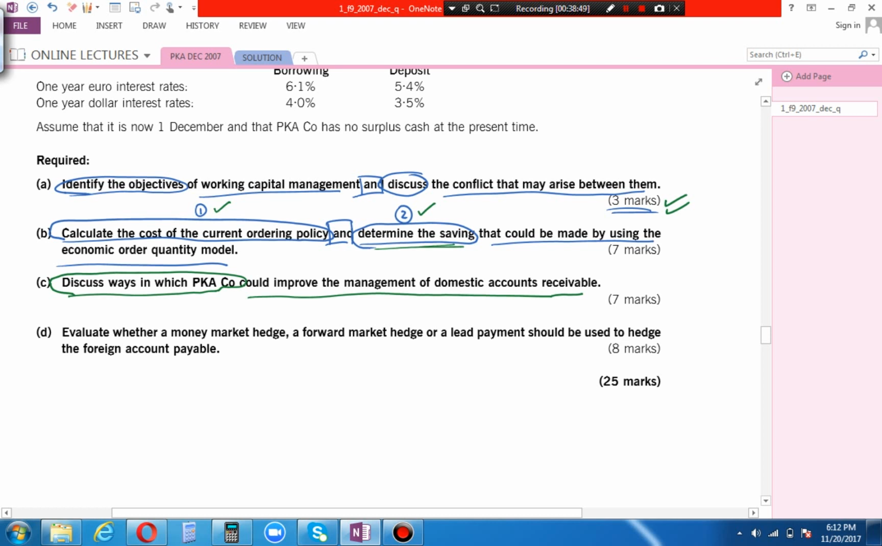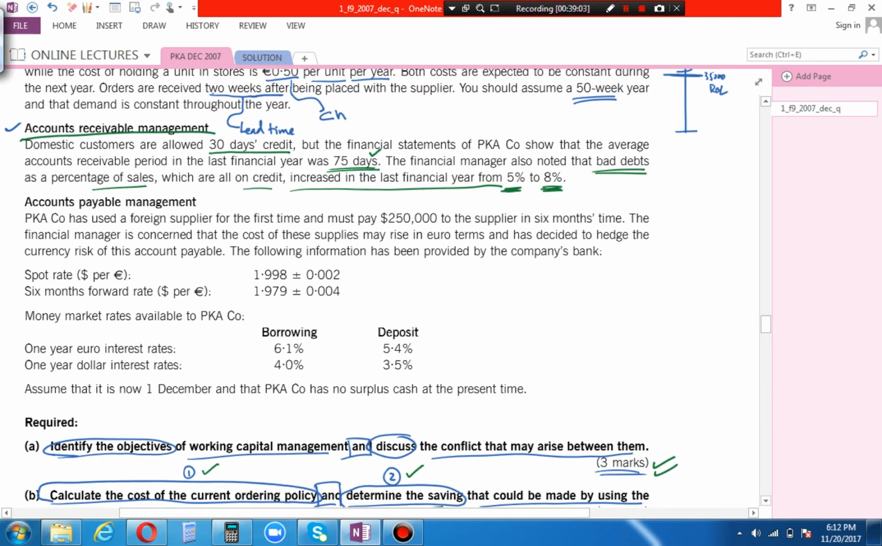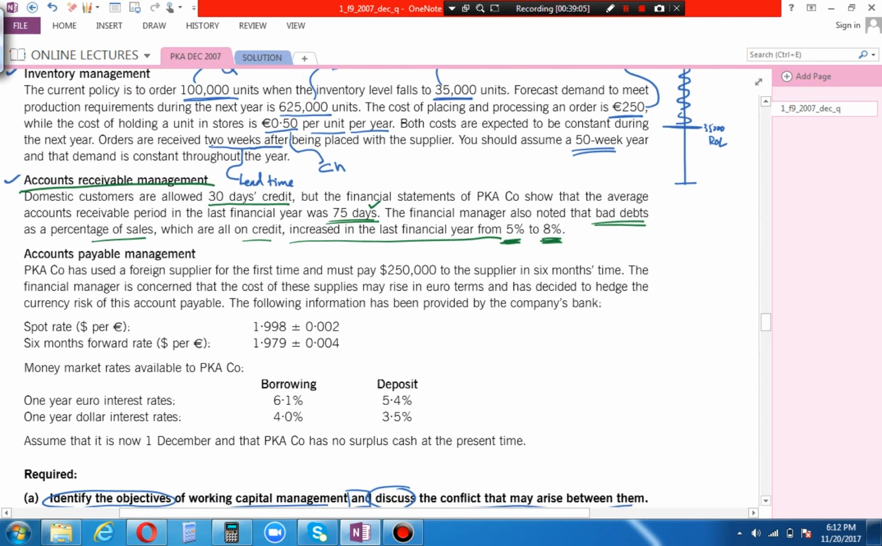Well, before you suggest to PKA what they can do about the receivable management, obviously, you have to find out what the weaknesses are first. So you have just identified two weaknesses. First one, customers pay late, receivable days are more than we have allowed them. And the second one, that the bad debts have increased from 5% to 8%.